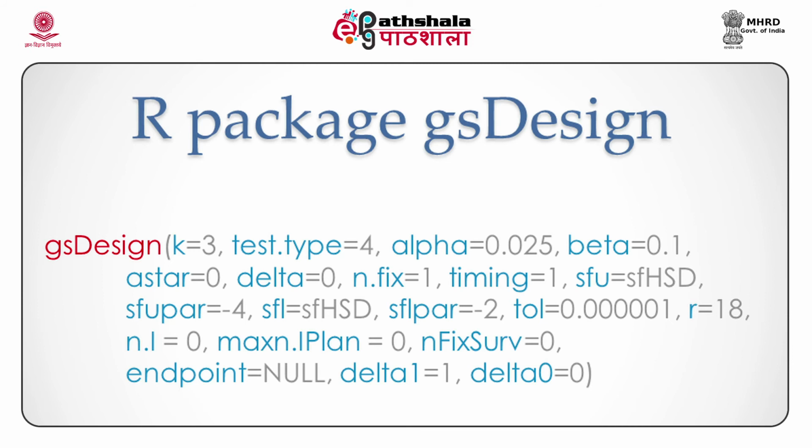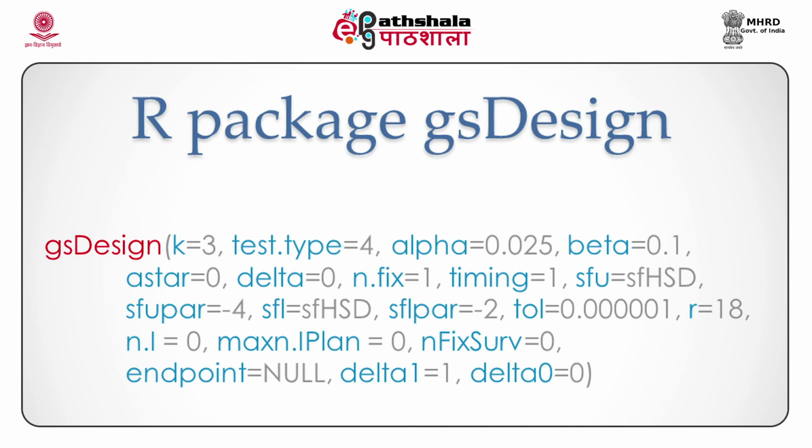Alpha, the type 1 error. Beta, the type 2 error. astar, which is normally not specified, but if test type is 5 or 6, that is if we are using two-sided asymmetric tests, then astar will specify the total probability of crossing a lower bound at all analyses combined. Delta, which is the effect size for the parameter theta and can be set to a standardized effect size. n.fix, which is the sample size for a fixed design with no interim analysis and is used to find the maximum group sequential sample size.